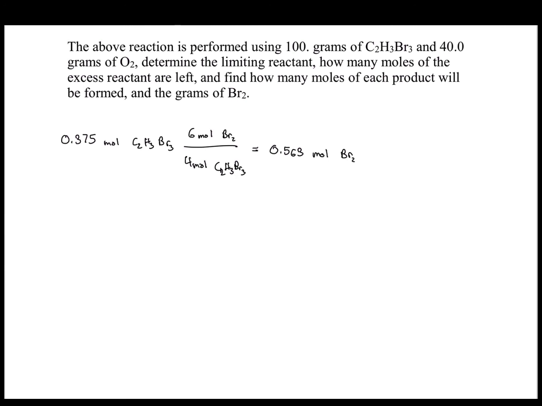The last thing we wanted was to find the grams of Br2 formed. So we know we made 0.563 moles of Br2. And we know that the molar mass of Br2 is 159.8 grams of Br2 per 1 mole, which means we formed 90.0 grams of Br2.